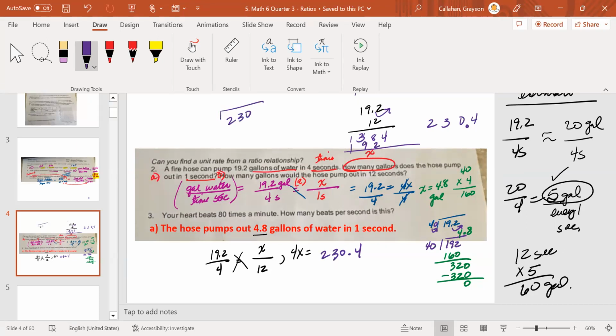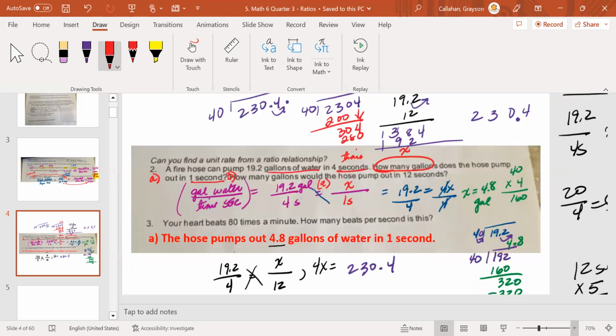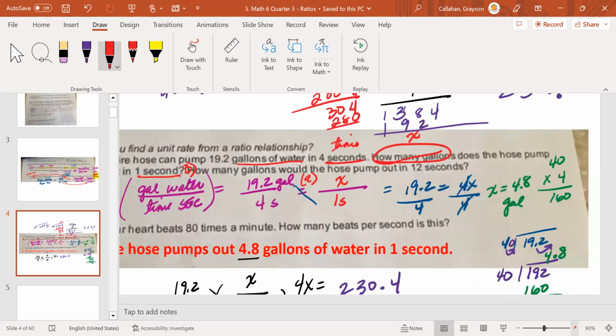230.4 divided by 4. Now watch this. You've got to move that decimal to the right, which means you get a 0, right? So let's rewrite this. 2304 divided by 40. 40 times, well, 4 times what is close to 23? I will say 4 times 5, which gives me 200. 30, bring down the 4. 40 times 7 is 280, right? So when I subtract it, I'm going to get a 16.